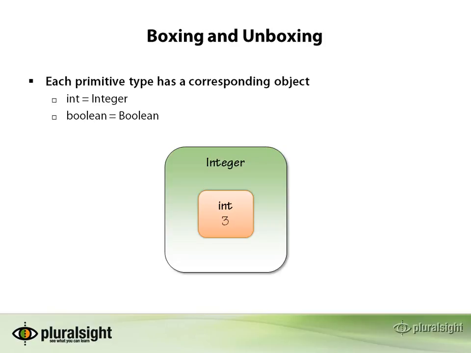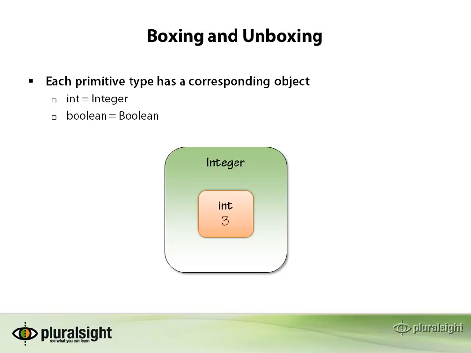It's an idea that can make people a little bit scared because it seems complicated, but it's really not complicated. Here's the basic idea. We said that we have these primitive types, like an integer or a boolean. Well, each primitive type has a corresponding object. It has a non-primitive type that is the same thing. So the lowercase int has an Integer class. The lowercase boolean has a Boolean class.